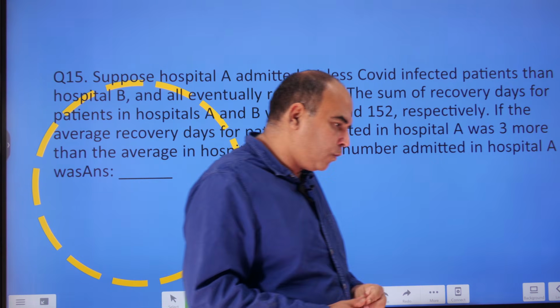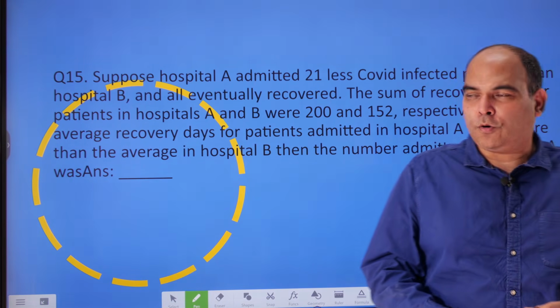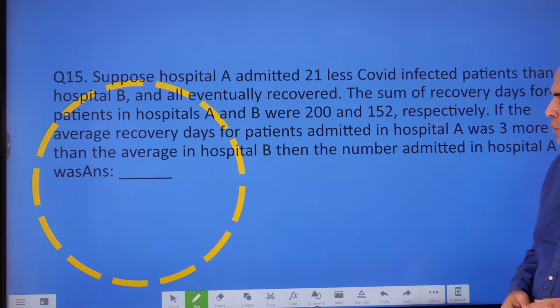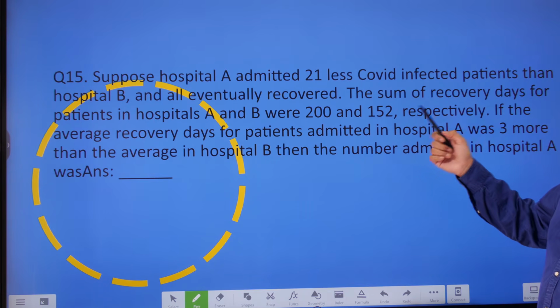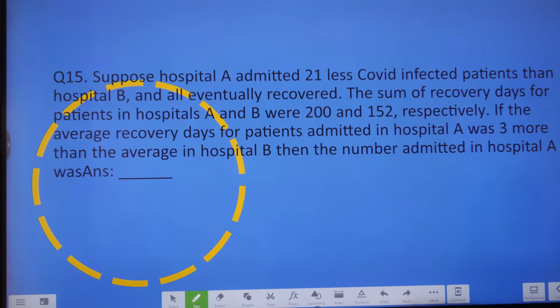So, fourth question for today. This is a good quality question, slightly tough one. I want you to try this before I come in and solve this for you. The question says, suppose hospital A admitted 21 less COVID infected patients than hospital B.